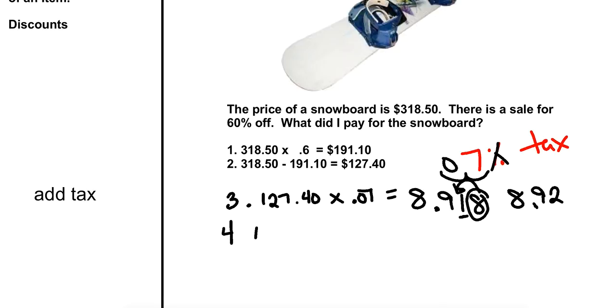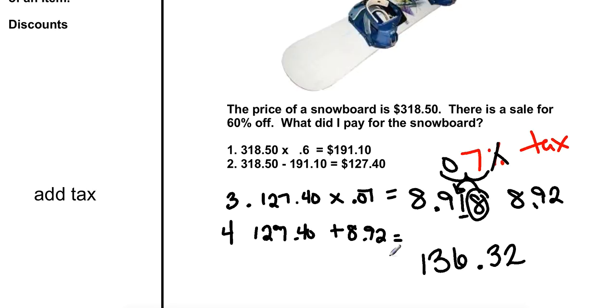So now we need to take our amount that we're paying for the snowboard plus our $8.92. So we would have 127.40 plus our $8.92. In order to walk out of the store today, this snowboard is going to cost $136.32. So now we're going to add. We're going to add tax.